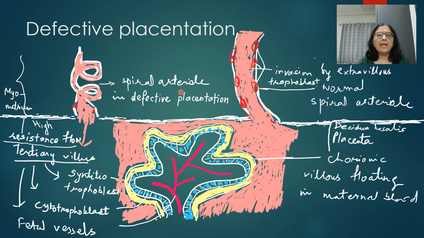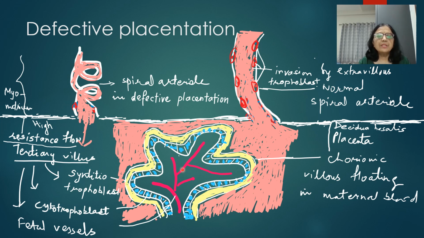With effective placentation, we can see again the invasion of the spiral arteriole by extravillous trophoblastic cells. This is a normal spiral arteriole, through which blood is freely flowing into the intervillous space, and these villi are floating in maternal blood. This is a tertiary villus, lined on the outermost side by syncytiotrophoblasts, then cytotrophoblast, and inside we have the fetal vessels.